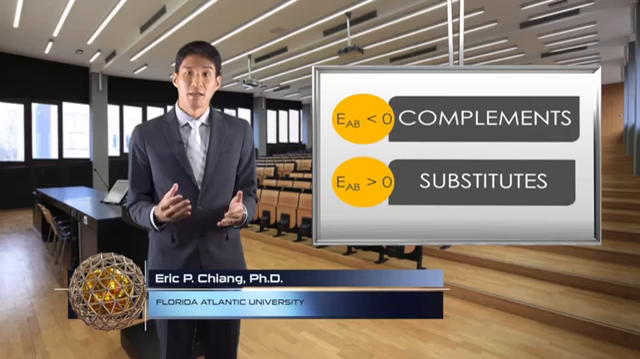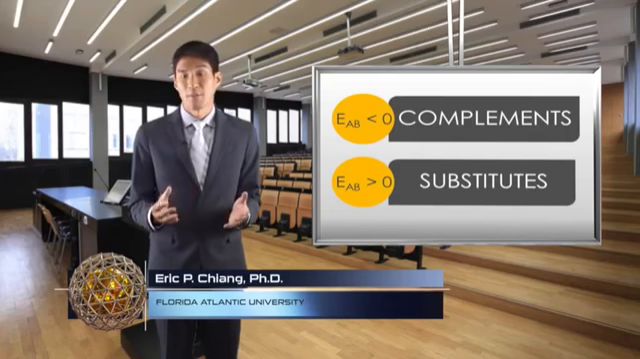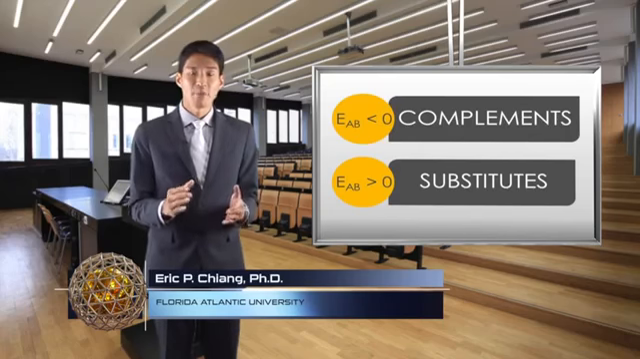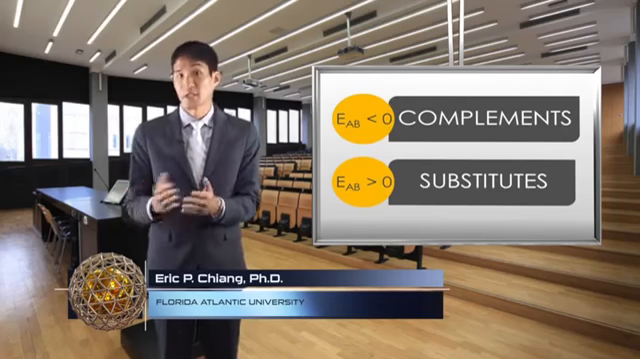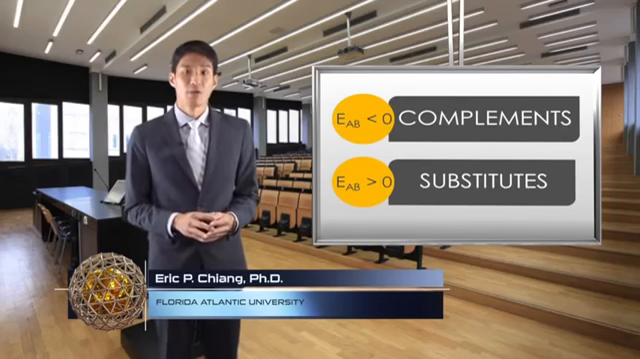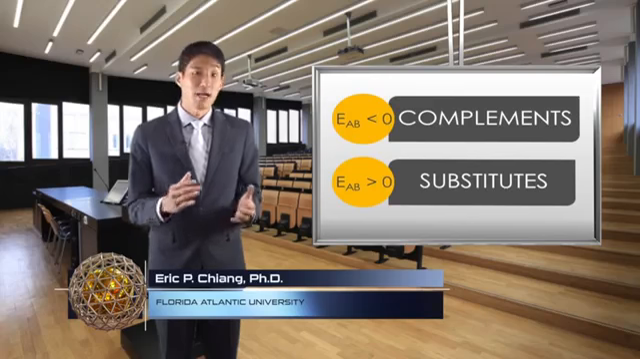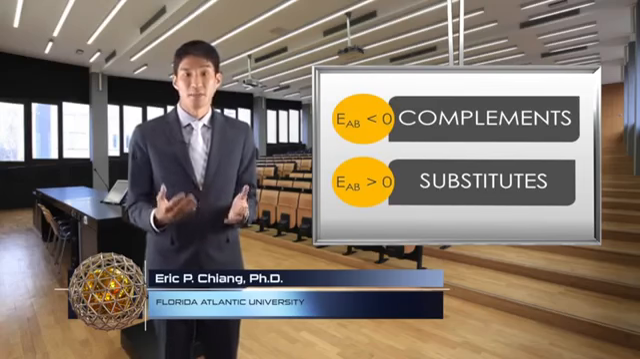A negative sign means that the two products are complements. When the price of paper falls, consumers will buy more paper and more printers. However, when the cross-elasticity of demand is positive, the two goods are substitutes. If the price of apples rises, consumers may buy more pears, a substitute.